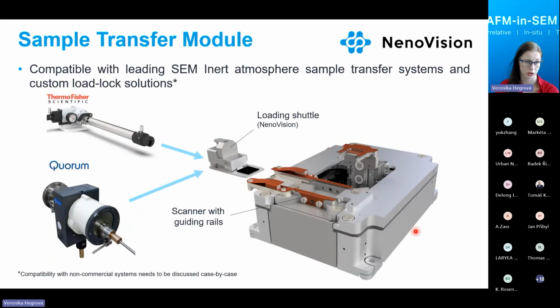As I was talking about the sample transfer system, our modular solution is with the loading shuttle, which is compatible with leading SEM inert atmosphere sample transfer systems, such as Clean Connect from Thermo Fisher or Quick Lock from Quorum. We automatically place the sample to the scanner while LiteScope is already in the SEM chamber. So the sample is never on air.